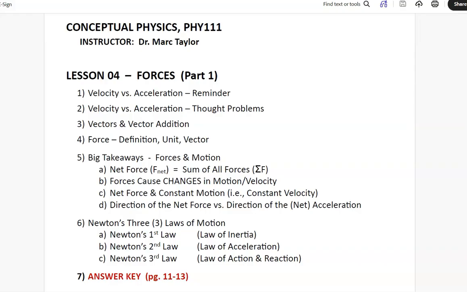And then the last section of this will be covering briefly the three laws of motion. These are Isaac Newton's three laws of motion. The first law, also called the law of inertia. The second law, called the law of acceleration. And the third law, called the law of action and reaction.